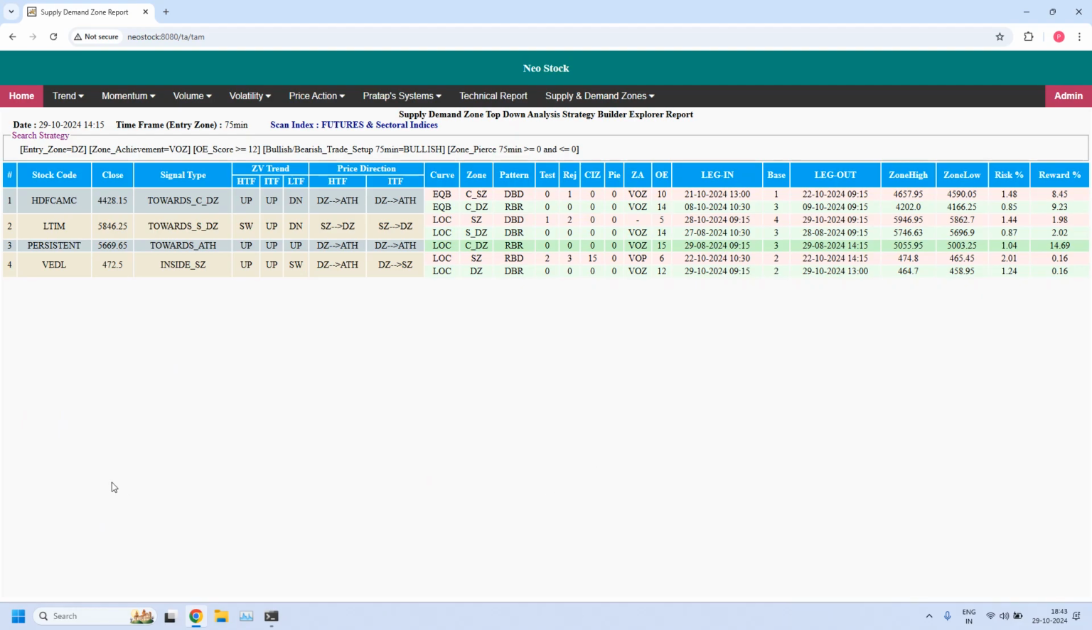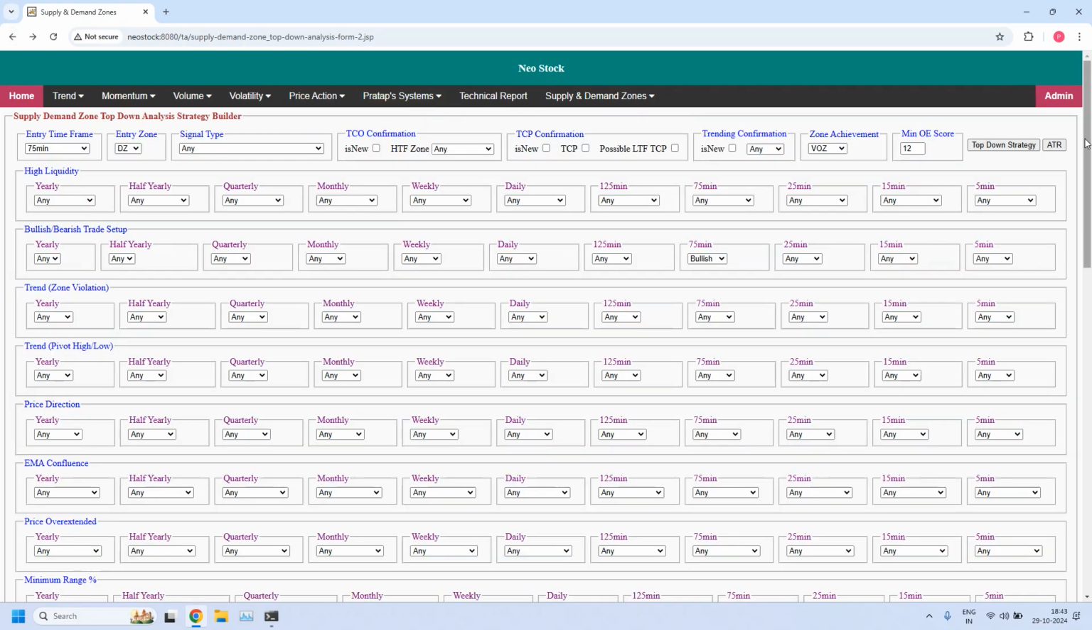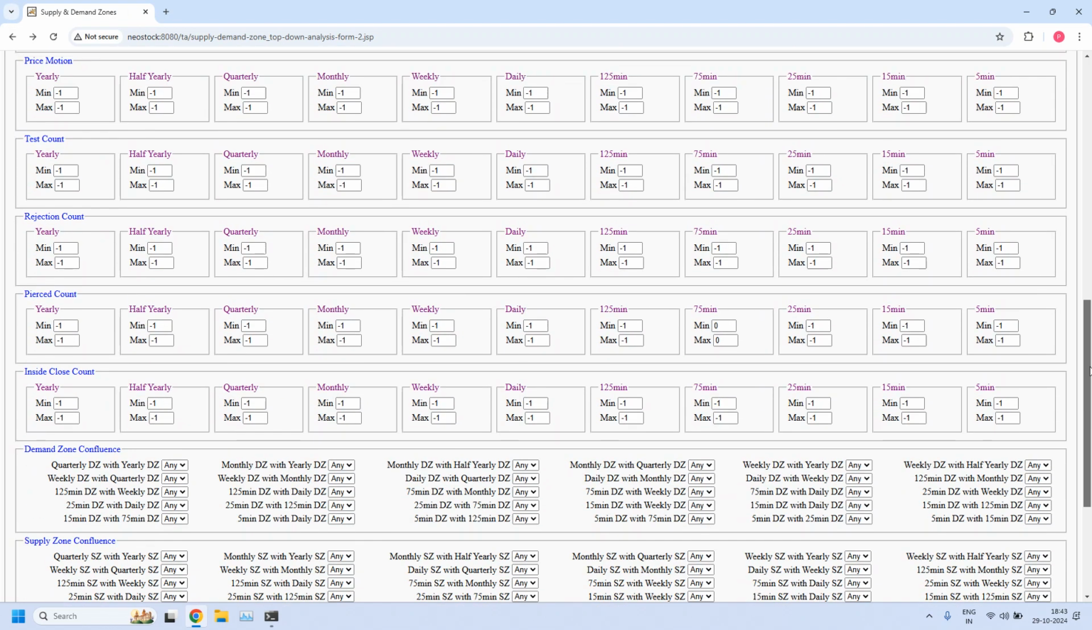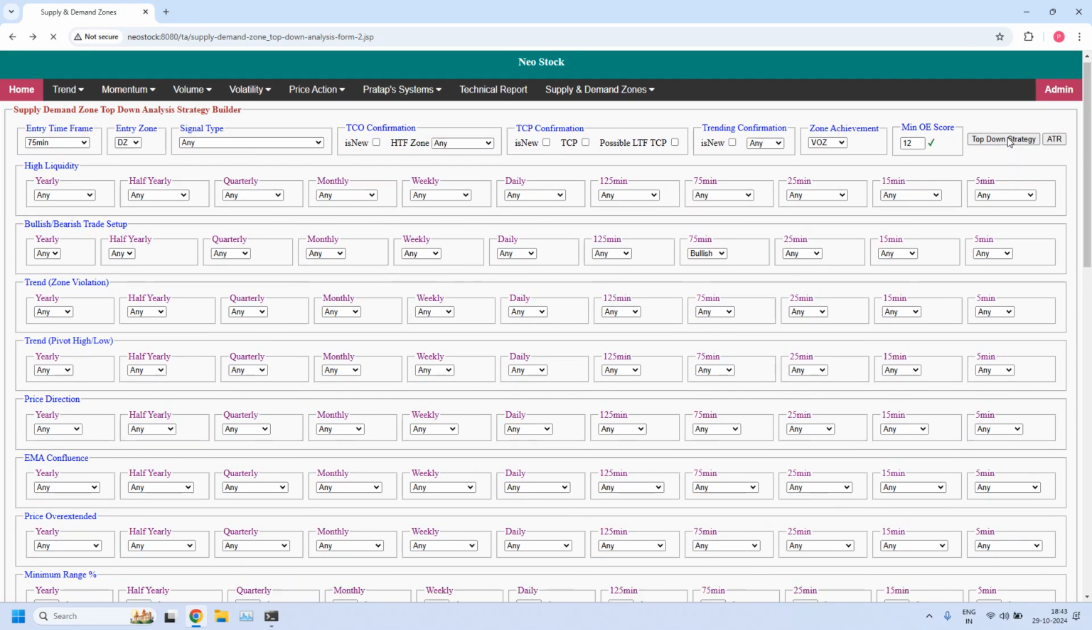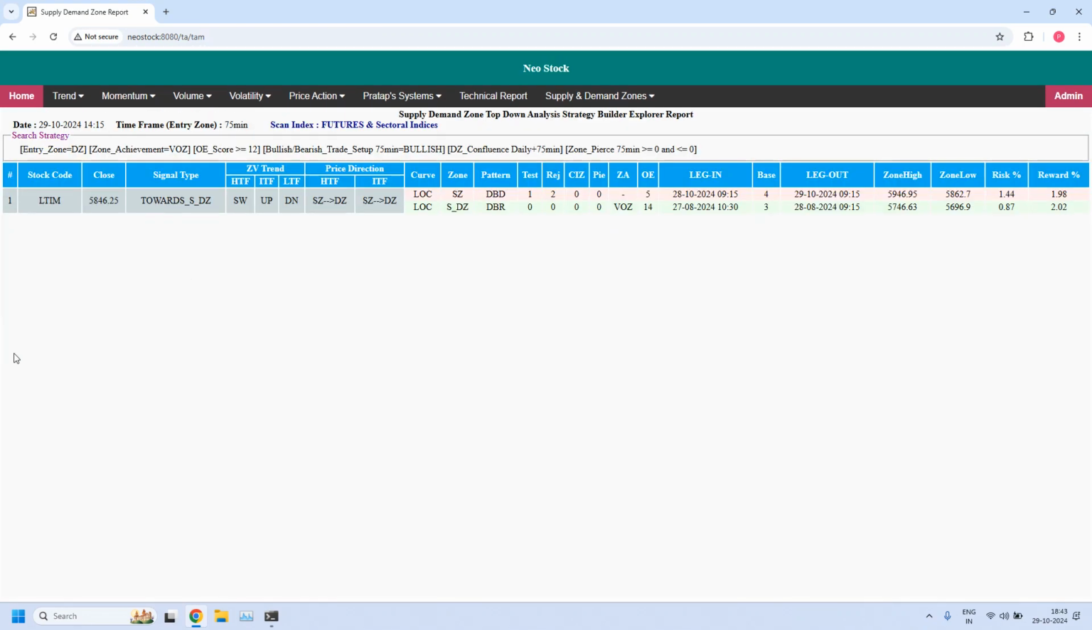Currently, all these 4 stocks are supporting bullish trade setup for weekly income trade, that is entry time frame 75 minutes. Now let's verify whether any of these stocks have ITF confluence. ITF demand zone confluence, that is a 75 minutes demand zone with daily demand zone confluence. So I am enabling the filter. We got only one stock. So this is a high probability supported demand zone.